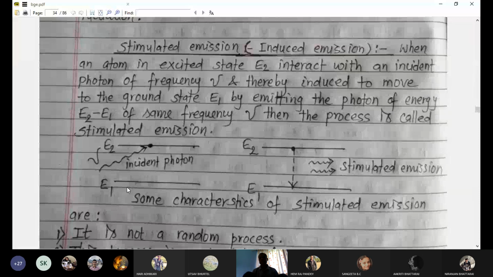Now, what is stimulated emission of radiation? Stimulated emission of radiation is also called induced emission.